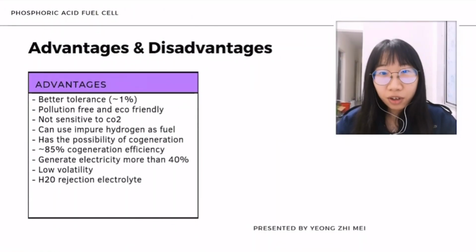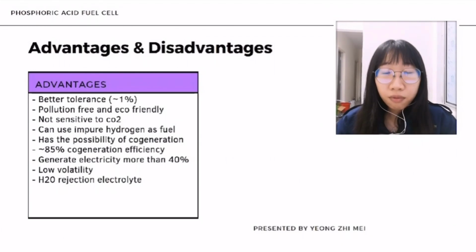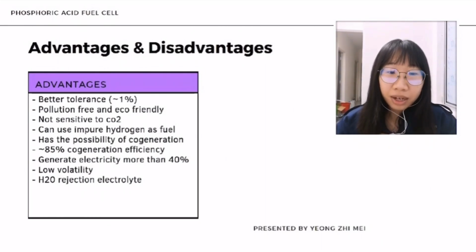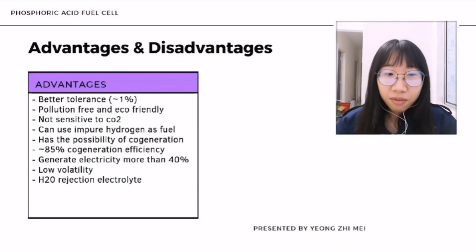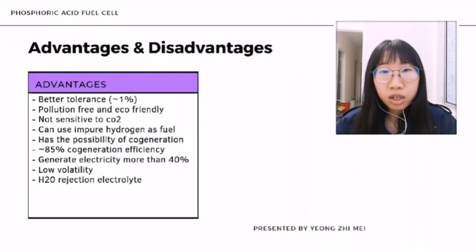The advantages of the phosphoric acid fuel cell are that it has a better tolerance to carbon monoxide concentration, which is around 1%. Phosphoric acid fuel cell is pollution-free and eco-friendly. It is not sensitive to carbon dioxide and can use impure hydrogen as its fuel. It is more than 85% efficient when used for the cogeneration of electricity and heat, but less efficient at generating electricity alone. It can generate electricity at more than 40%, and has a low volatility and water rejection electrolyte.